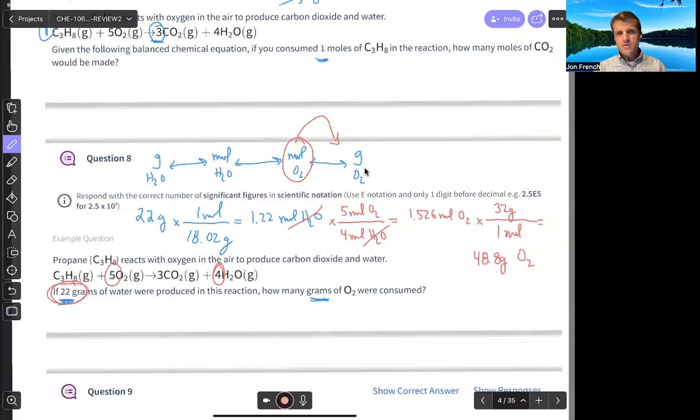My number comes up as 2 significant figures, but I'm thinking it should probably be 3 significant figures, depending on what numbers you're given. So just be careful of that. For me, I would say 49 grams, because I just used 22 grams, which has two significant figures.